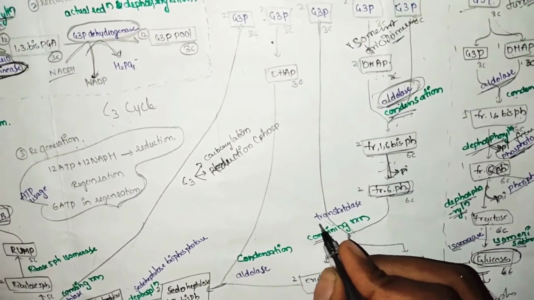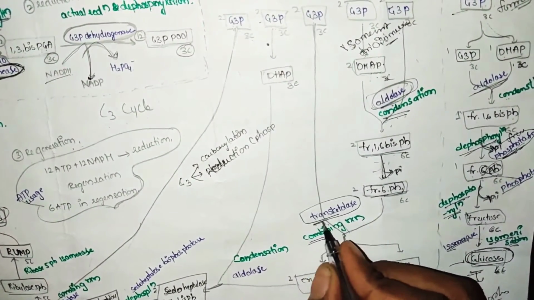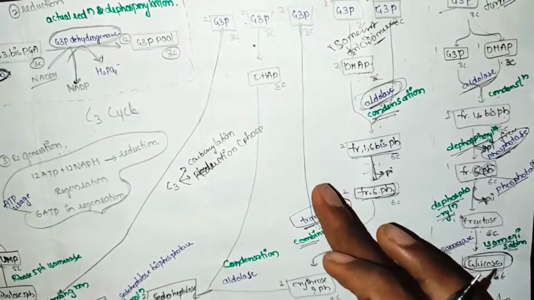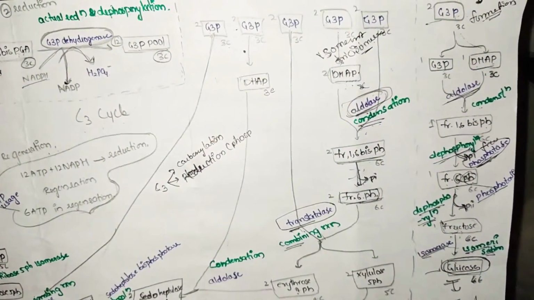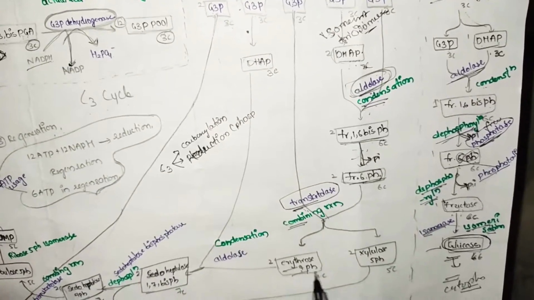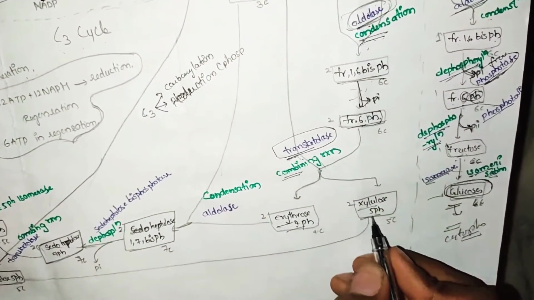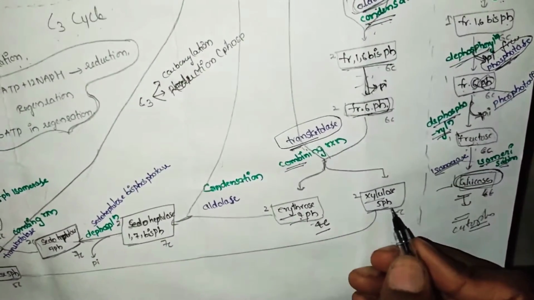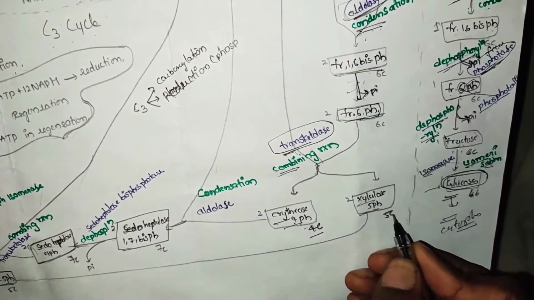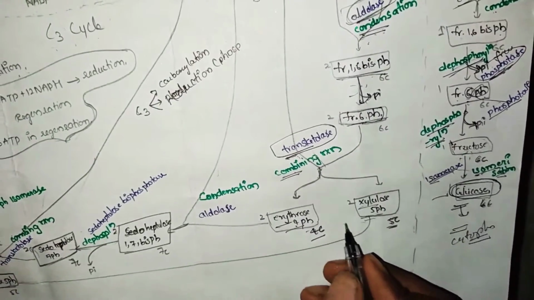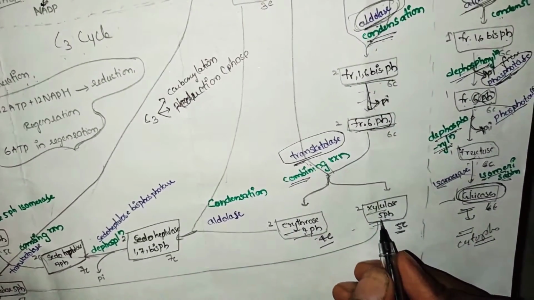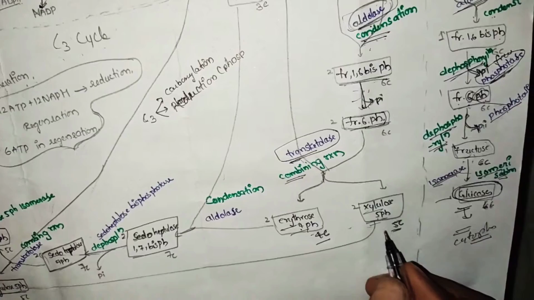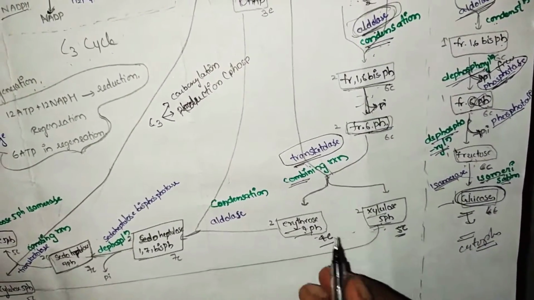Wherever the combining reaction is, there is a trans-ketolase enzyme. In presence of trans-ketolase, G3P and fructose 6-phosphate are converted into erythrose 4-phosphate and xylose 5-phosphate. Erythrose is a 4C compound, it is a tetrose, and xylose 5-phosphate is a 5C compound, it is a pentose. Xylose and ribose are 5C pentose compounds, those are the isomers.